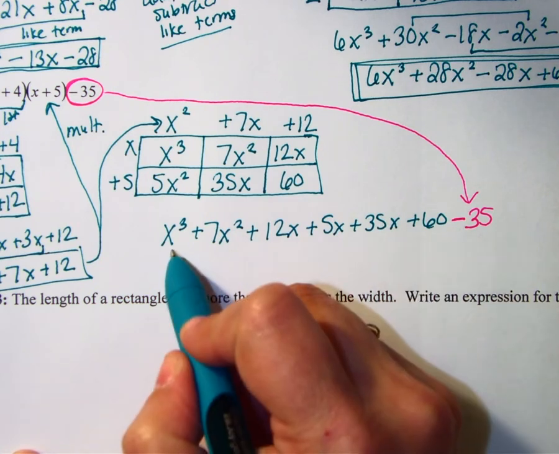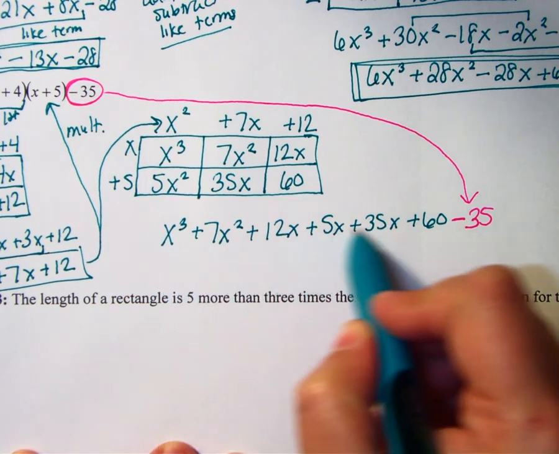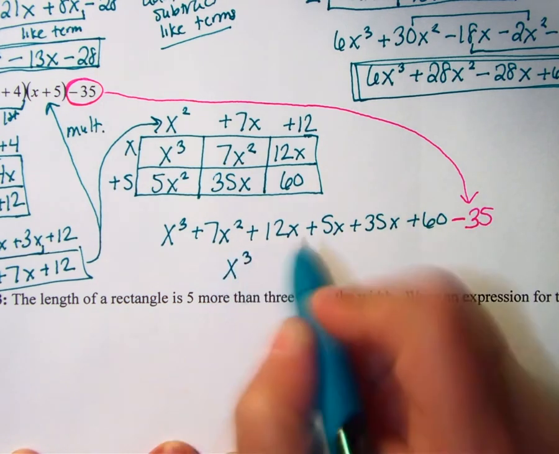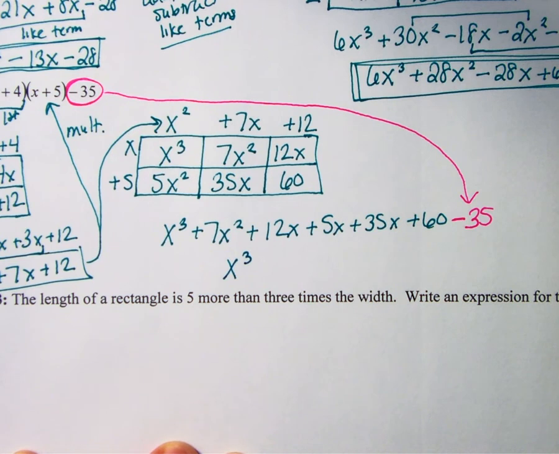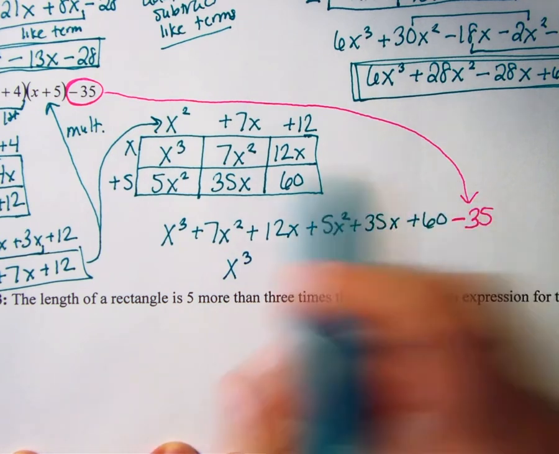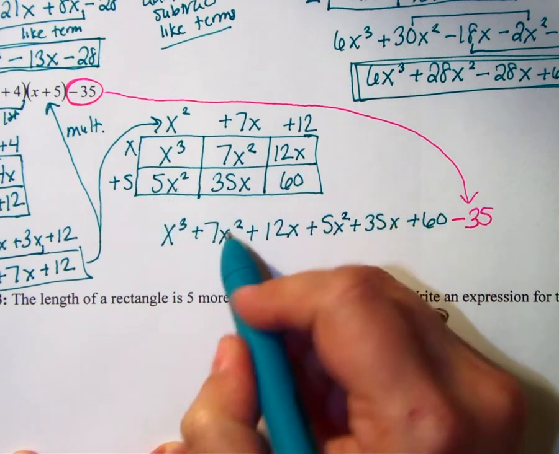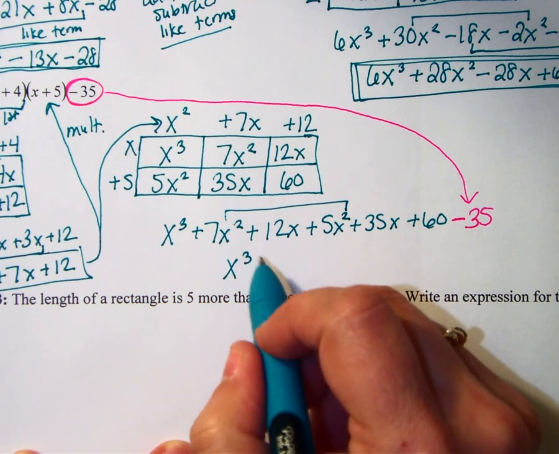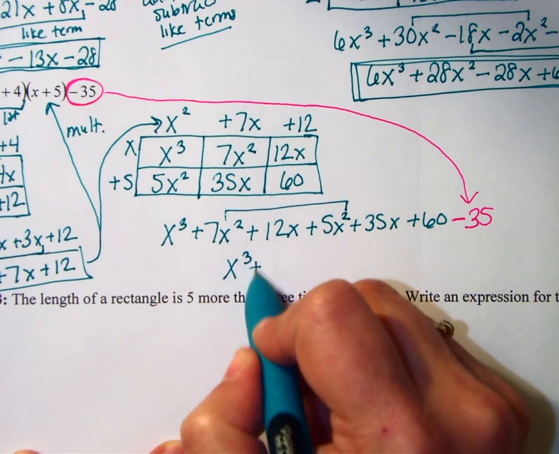So, with that in mind, x cubed. There is no other x cubed there, so I'm just going to bring that down. Oh, I'm sorry, I forgot my squared with my 5x squared. 5x squared. Look, I have x squareds that are the same. So, 5x squared and 7x squared add to give me 12x squared.